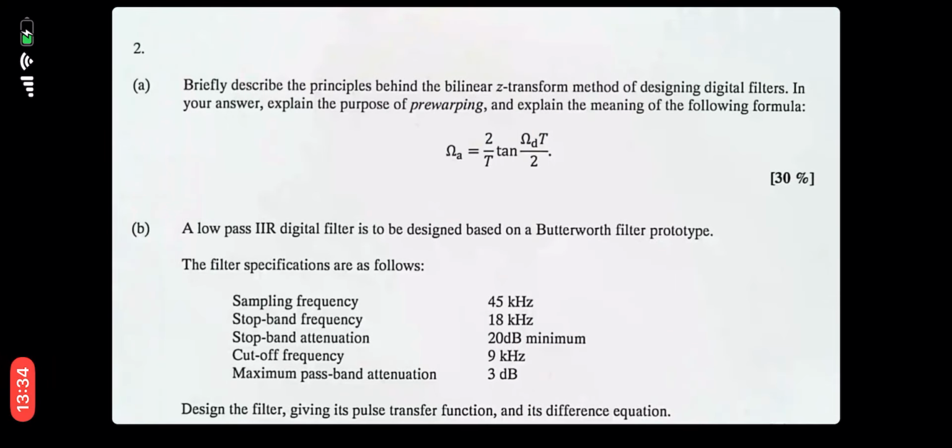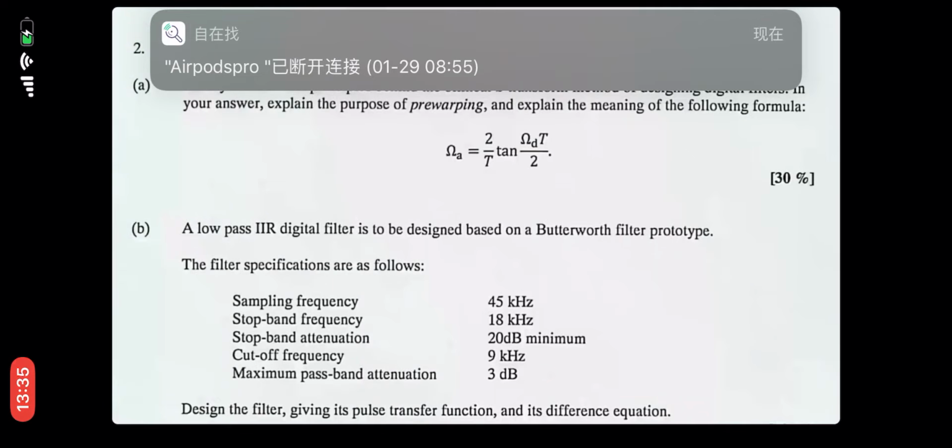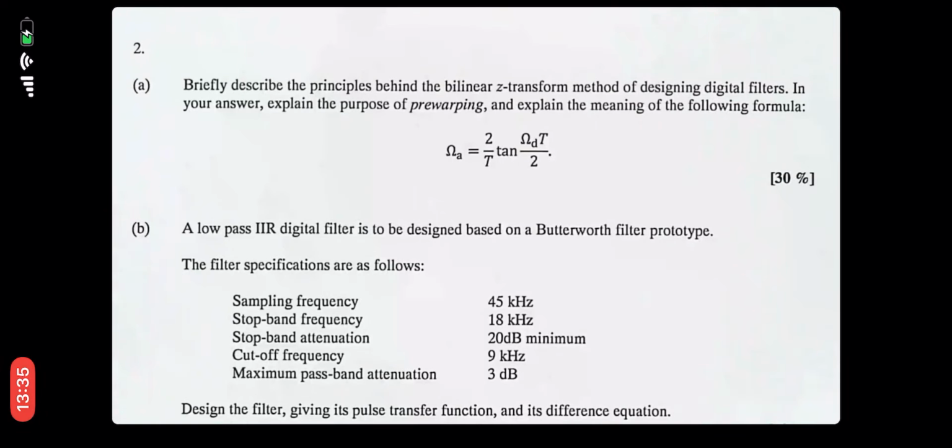So for here, briefly describe the principles behind the bilinear Z transform method. Okay, so in a hand waving sense, what is the bilinear Z transform method? What types of digital filters are we talking about? What is the idea behind it? What are we doing when we use the bilinear transform? What type of design are we using to build our digital filter? I want to give you an outline of where we start and how we end up with the digital.